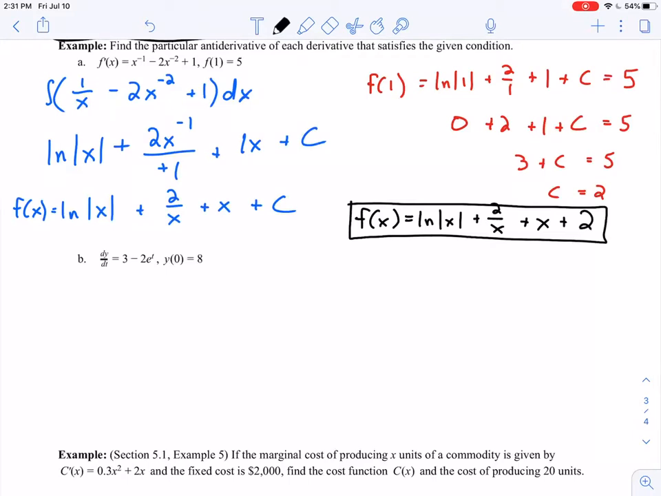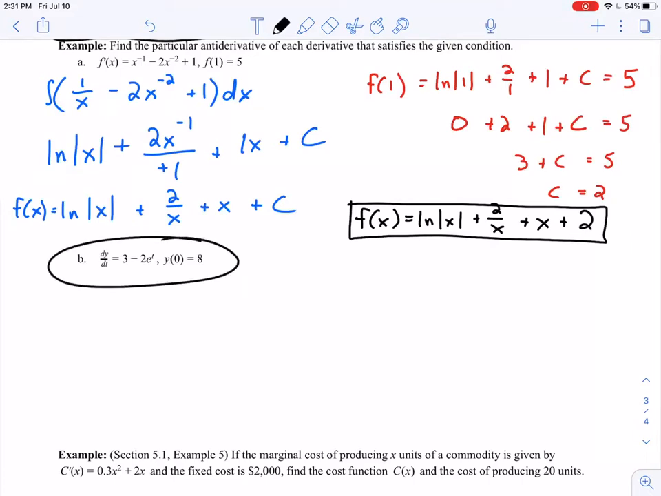So most of the problem is what we've been doing up until this point. We just have a little bit of algebra to do here at the end. That's really the only difference, is we have a couple little bit of algebra steps at the end.